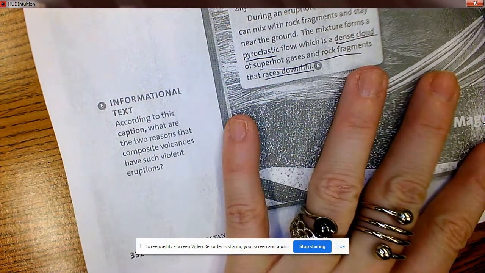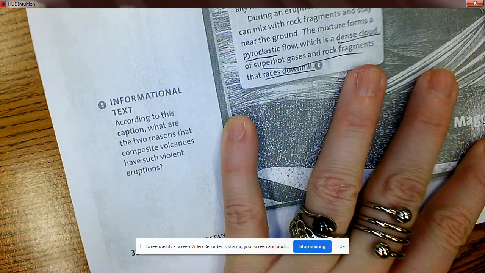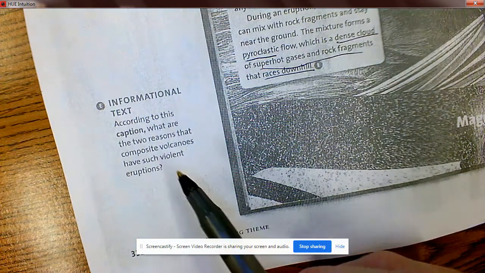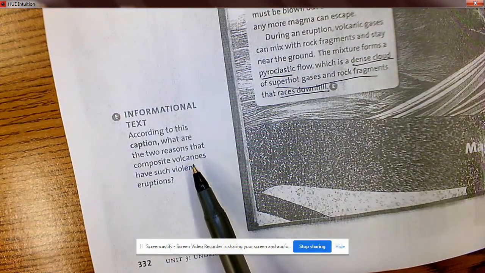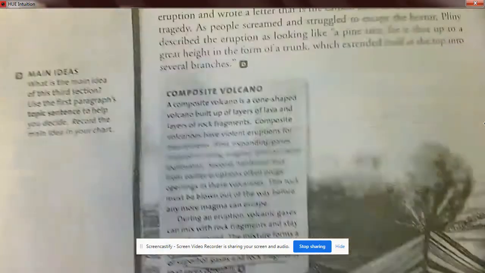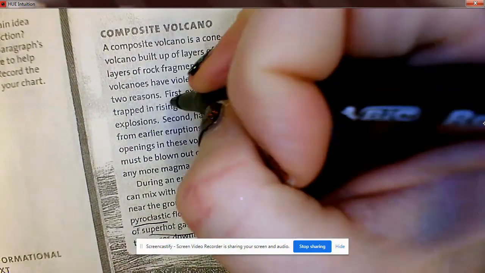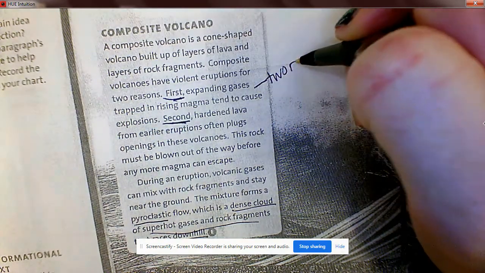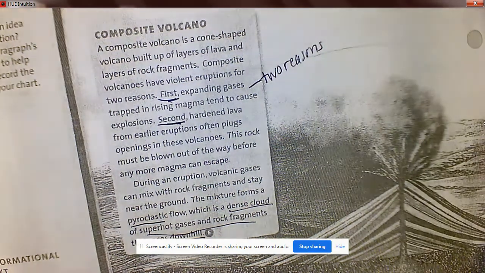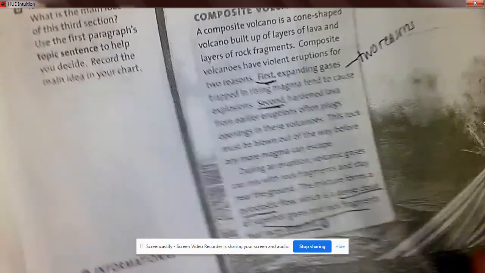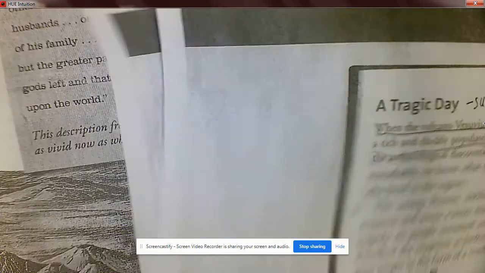Right, exactly. Very good, because Pliny described what it was like. So over here it says, according to this caption, what are the two reasons that composite volcanoes have such violent eruptions? And so hopefully you actively read that and probably wrote down, here's first and here's second, and I would say two reasons. And that way when I would go back to study, I would know where to look for that answer. Page 333.